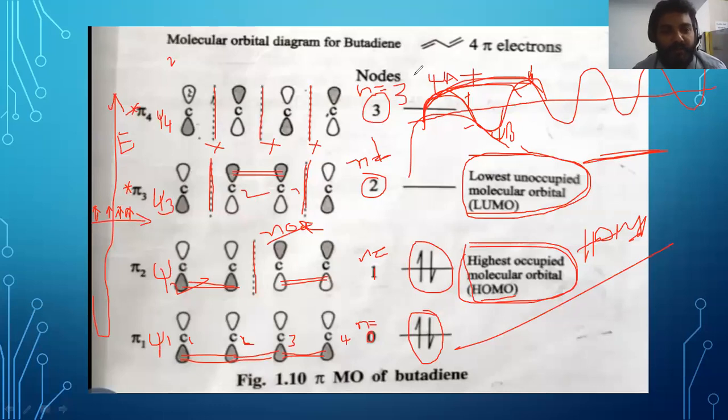Now we calculate nodes, attraction, repulsion, and the number of bonds in every level. How many bonds are there? 3 bonds. Then 2 bonds. Then 1 bond. Here is 0 bond. The nodes are opposite: 0, 1, 2, 3. The bonds are fewer when the nodes are more. Nodes are inversely proportional to bonds.